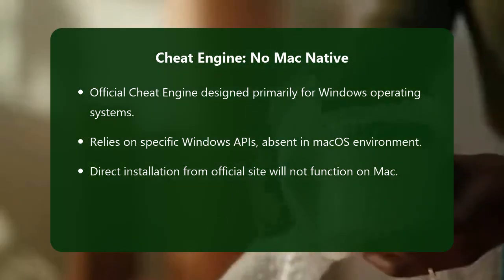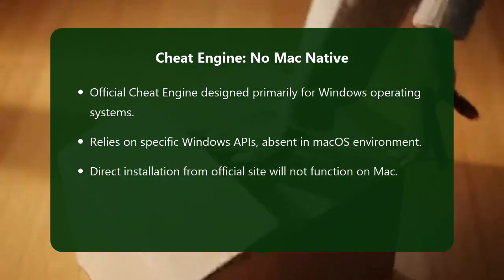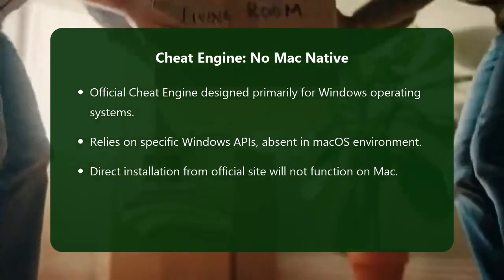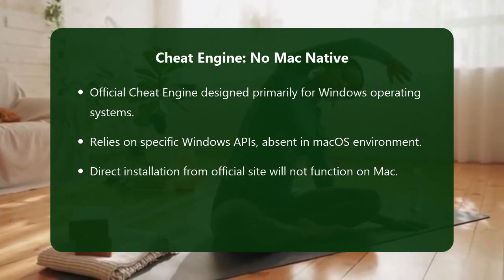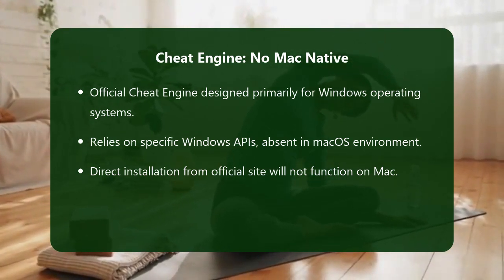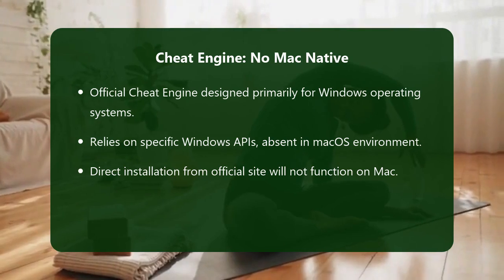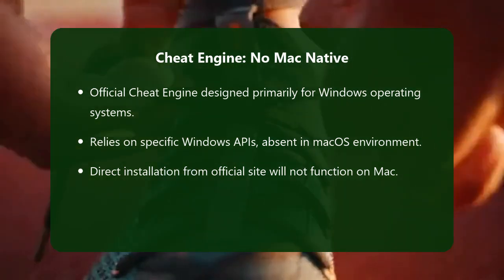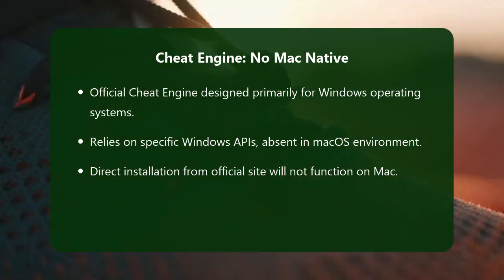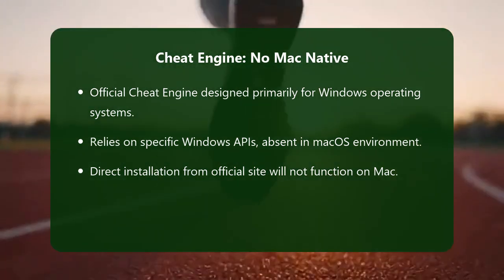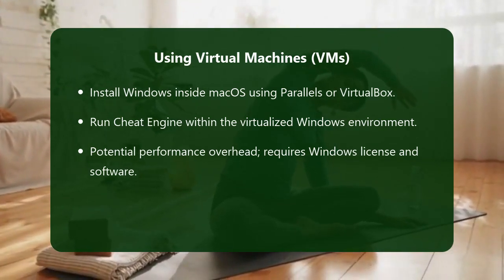The software relies on specific Windows APIs and system calls to interact with running processes and memory, which are simply not present in macOS. Therefore, if you're a Mac user hoping to install Cheat Engine directly from the official website and have it run like any other macOS application, you'll be disappointed. However, the lack of a native Mac version doesn't mean it's impossible to use Cheat Engine on your Apple computer. There are several well-established methods to bridge this gap, each with its own advantages and disadvantages, catering to different levels of technical comfort and performance expectations.